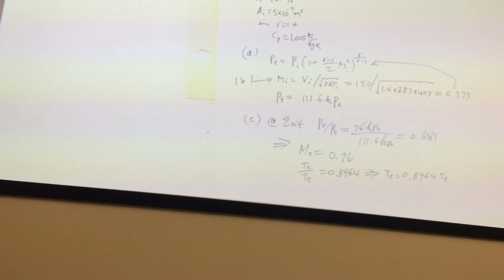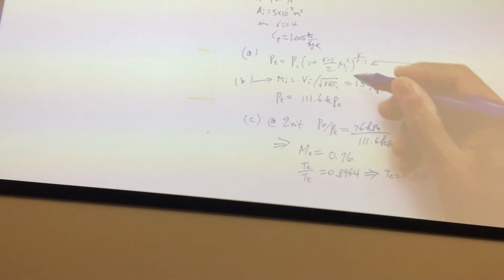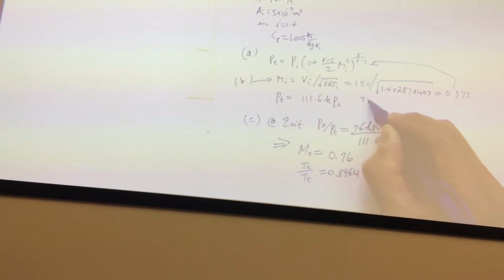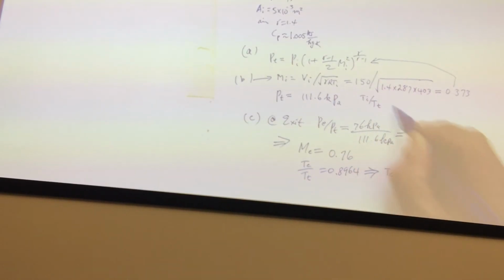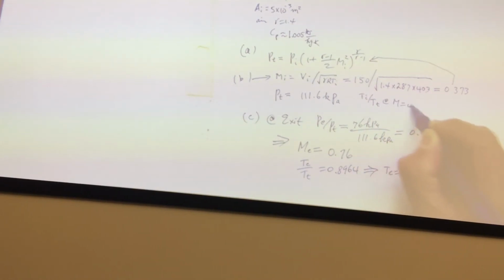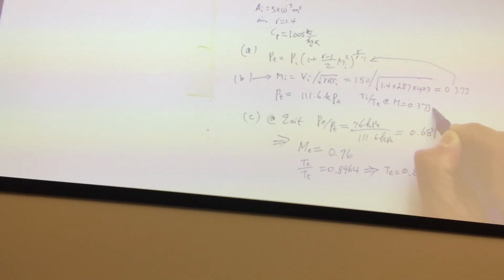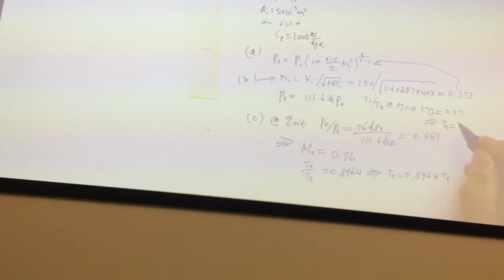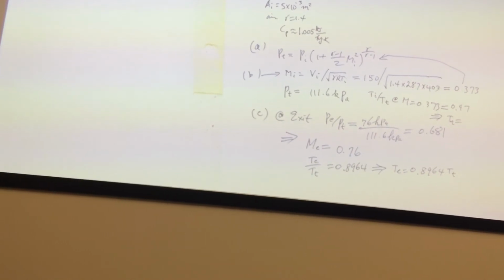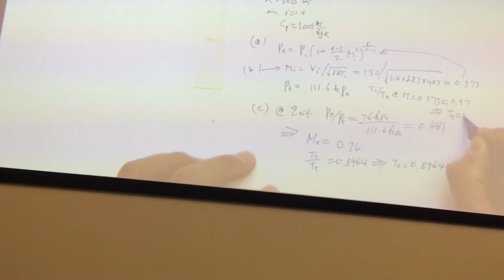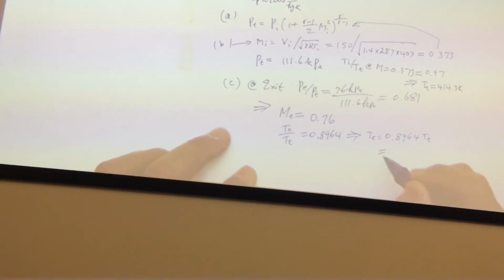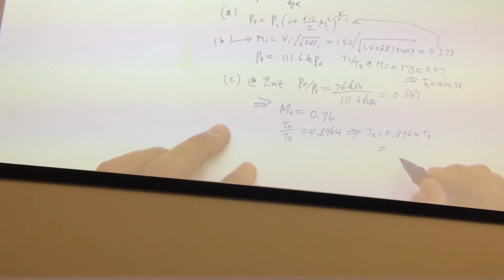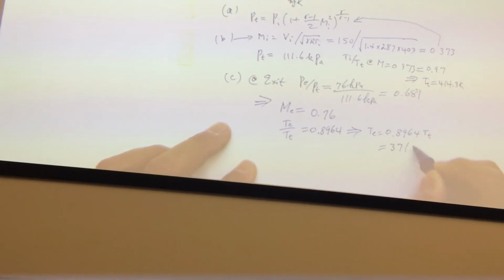But then what is TT? TT can be found here, right? Because it's a TI over TT, and Mach equal to 0.373 is roughly equal to 0.97. So you have TT that is equal to 414.3 Kelvin. So here you have your TE roughly equal to 371 Kelvin.